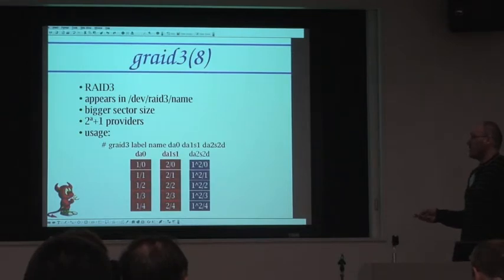And because file systems don't handle sector sizes that are not a power of 2 and a multiple of 512 bytes, we have a restriction on the number of providers. We can't use 4 providers because it will give us a kilobyte and a half of sector size, and the file systems basically can't handle that. So we have this restriction. We have to use a power of 2 providers plus 1 for parity.